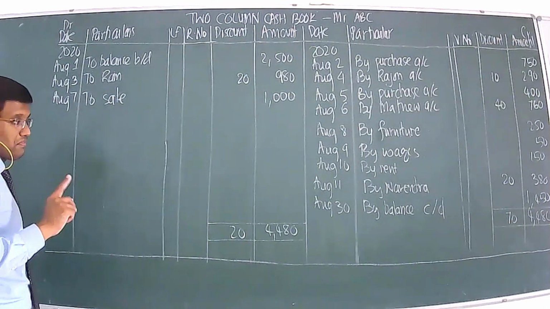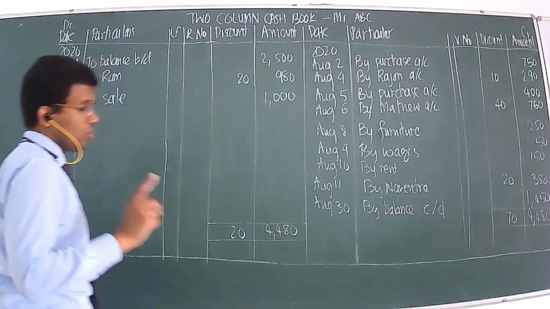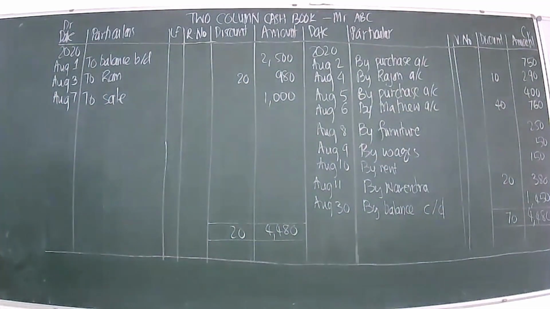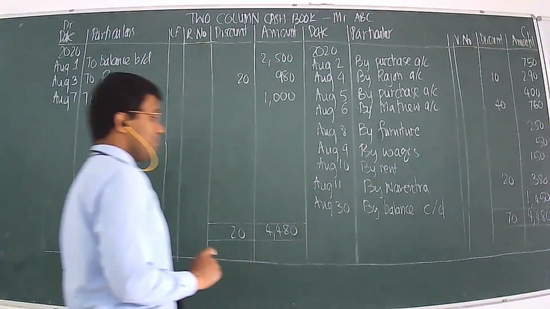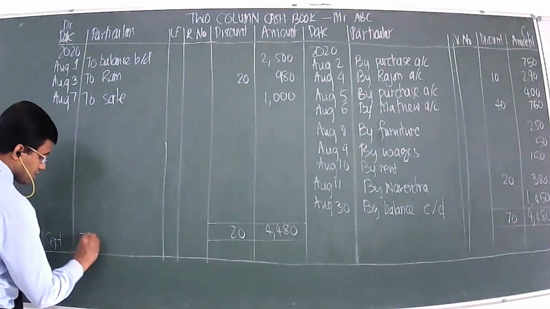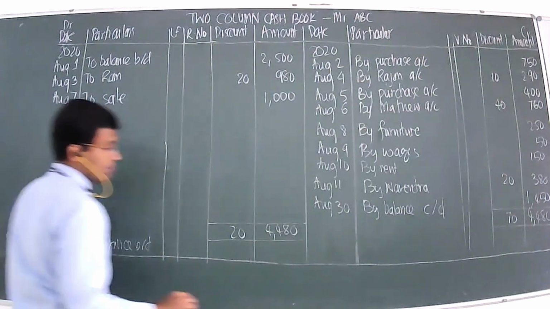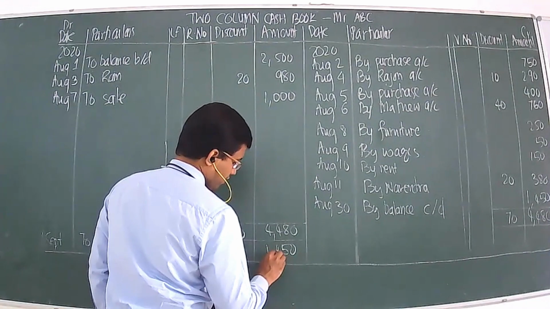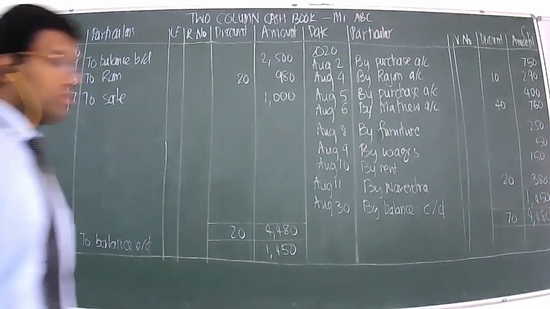Now, one important thing that you have to remember over here is that the discount column you need not balance, because the discount column is only for reference purpose. Only the cash amount column needs to be balanced. And here on 1st of September, what will happen is to balance brought down, and the amount is 1,450. So this is how we go about with the preparation of a two-column cash book.